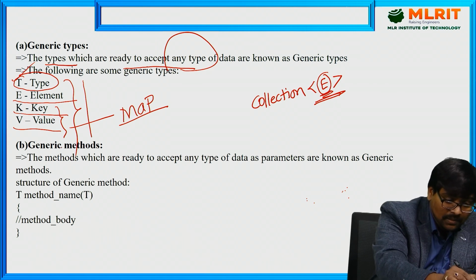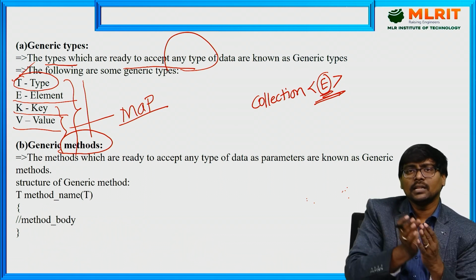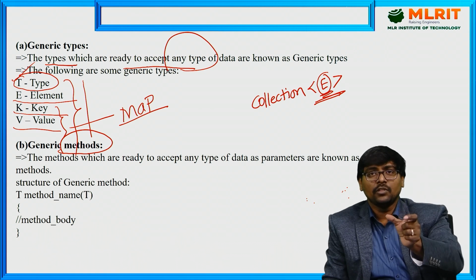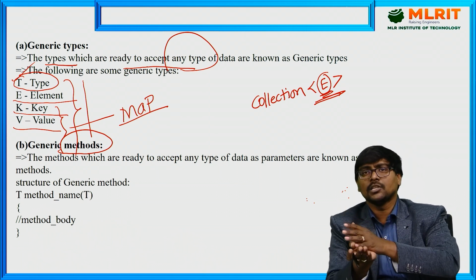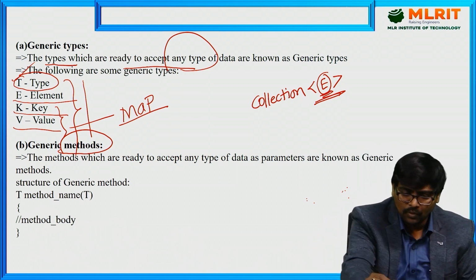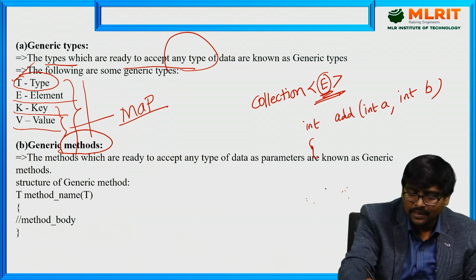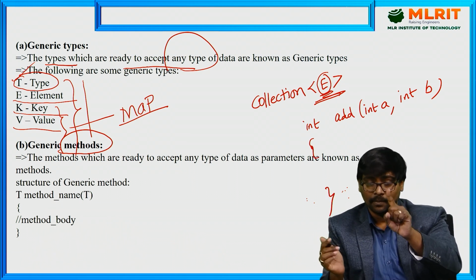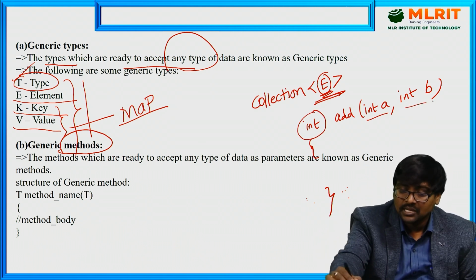Now, the most important, generic methods. What is the syntax of a method? That is the signature of the method: return type, the name of the method with some parameters. The return type is based on the operation we are performing. For example, int add(int a, int b). This is a method used to perform addition of two integer numbers. Remember, here the return type is integer and the two parameters are integers.